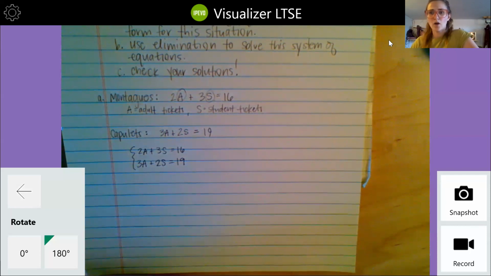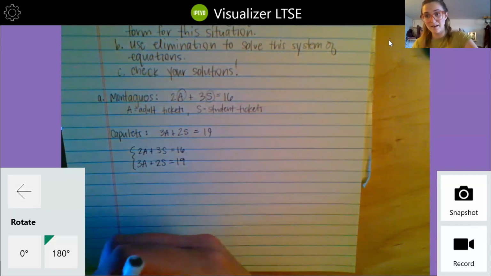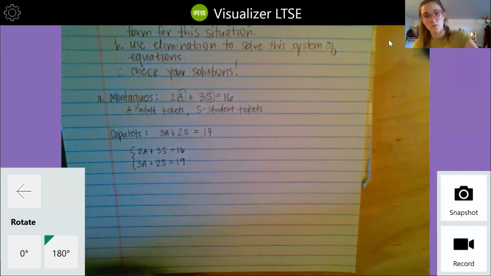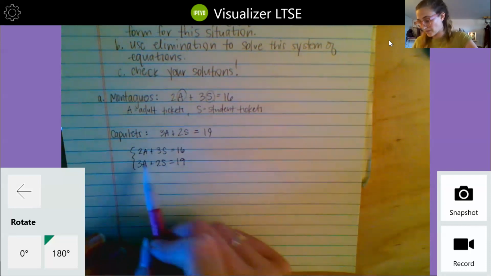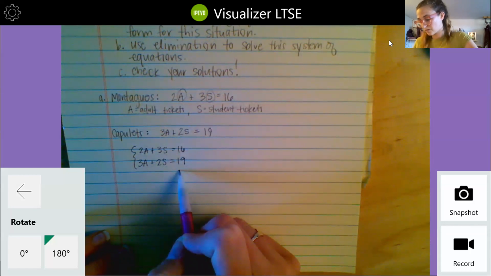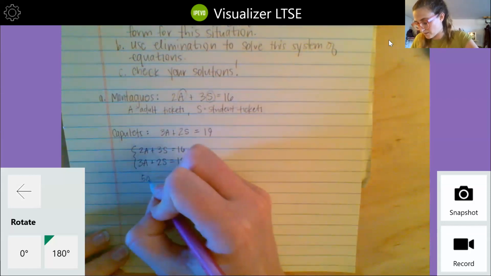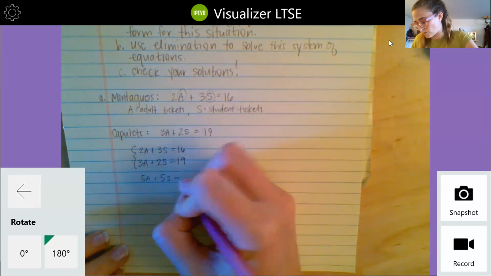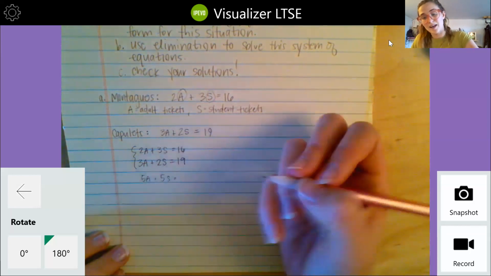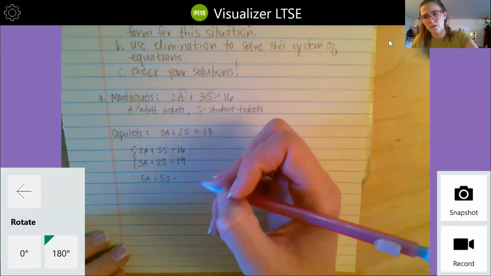In the elimination problems we've looked at so far, we've been able to just add or subtract the 2 equations, and in doing that, we eliminate one of the variables. However, you might be able to tell that for this system, we can't do that. If we add these 2 equations together, I'd get 5A plus 5S equals 16 plus 19, which is 35.